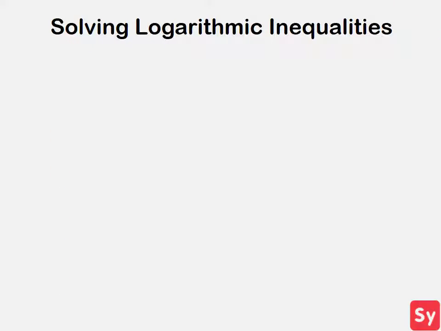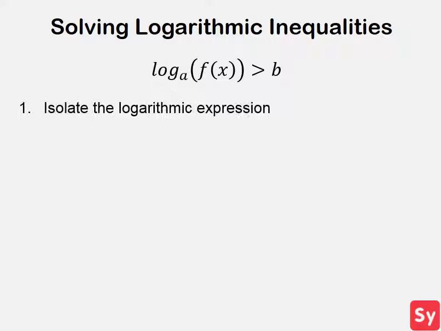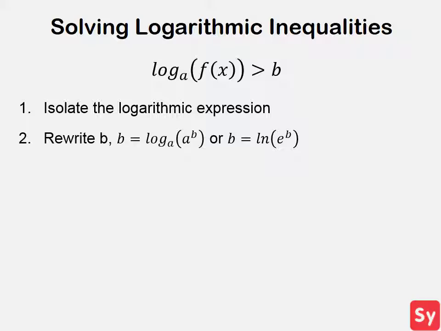First, we will learn how to solve logarithmic inequalities in a form like this, where a and b are numbers and the inequality sign can be any inequality sign. In order to solve them, first isolate the logarithmic expression. Next, we write b such that b equals log base a of a to the power of b, or b equals ln of e to the power of b, depending on the inequality.